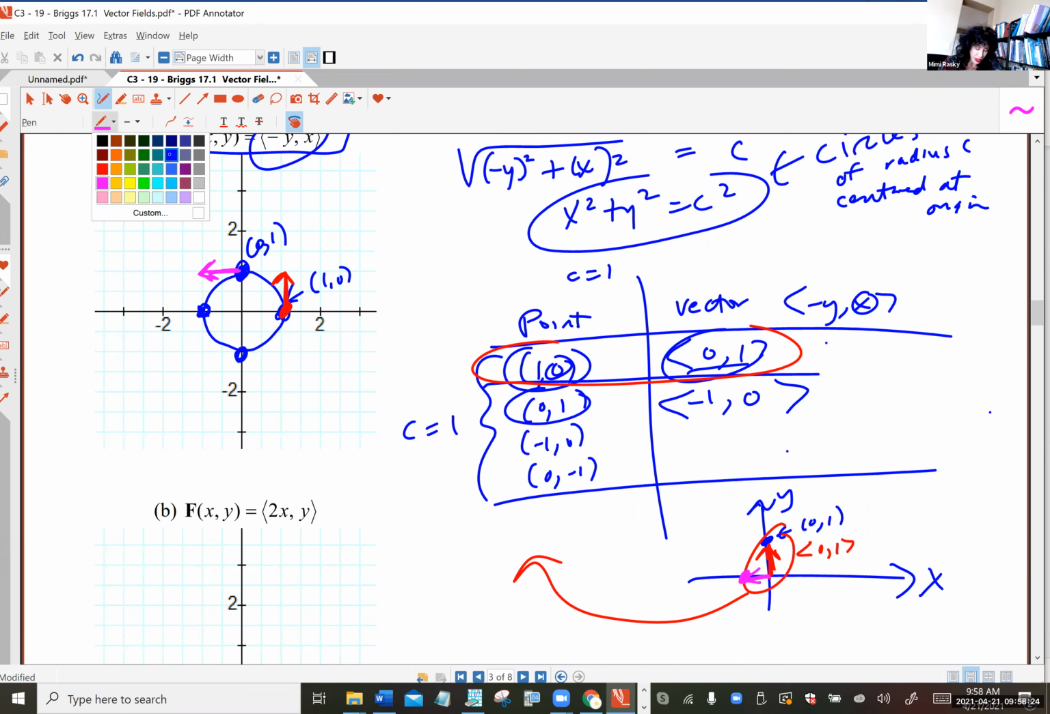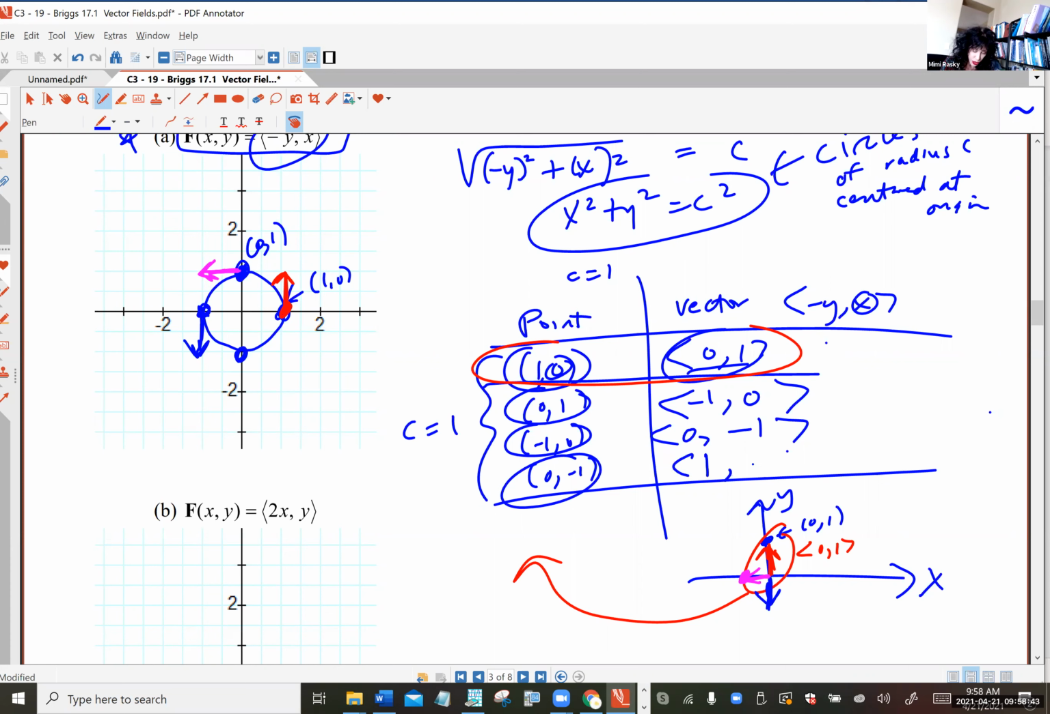And I'm going to do this for the other guys here. This vector, negative y is negative 0, x is... (0, -1). Well, (0, -1) is this vector that's pointing down here. So I'm going to move it over here so it's coming out of the point it's associated with. And then finally, the last point, (0, -1), I got negative negative 1, which is 1, 0, and (1, 0) is a horizontal vector pointing to the right of magnitude 1.